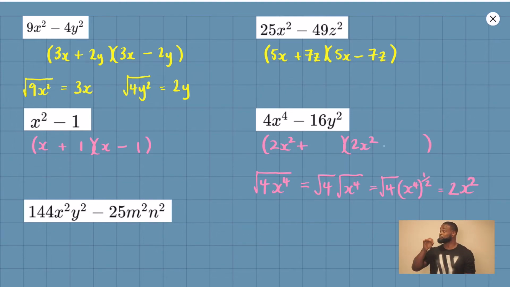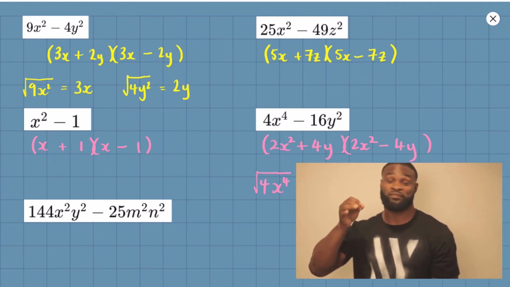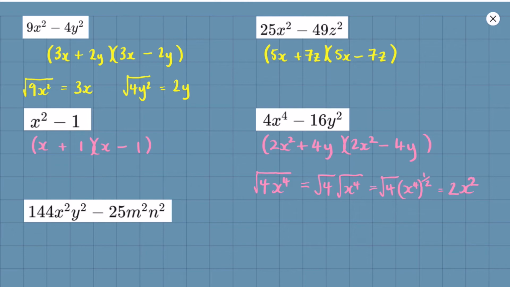One's positive, one is minus, and the square root of 16y squared, we're probably used to seeing that as 4y. Notice how that's become a simple thing to do compared to 4x to the 4. And there's your factorized form there as such. I suppose you could look at the second bracket, but I'm not going to go into that now. That's just the way to do the difference of two squares at that level.